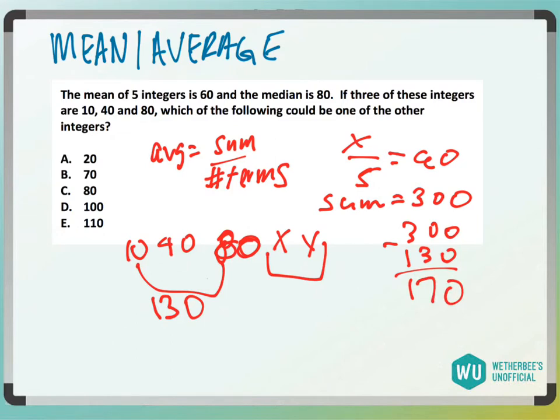So one thing you can definitely do is get rid of A. I mean, we know the easy ones to cross off would be A because it can't be less than 80, because we know it has to be higher. We can cross off B, right?